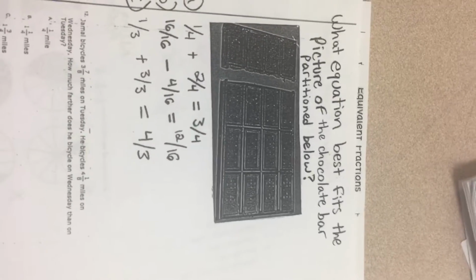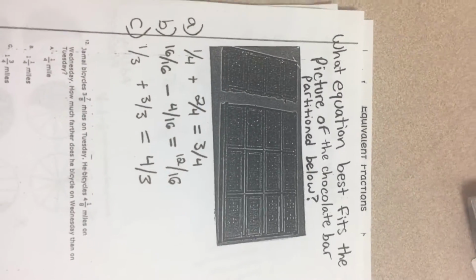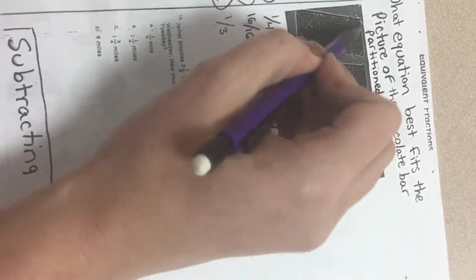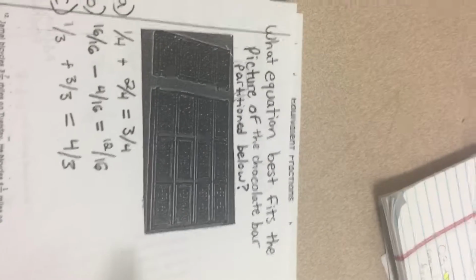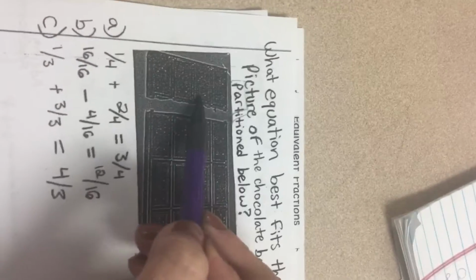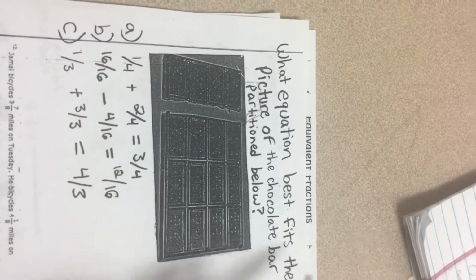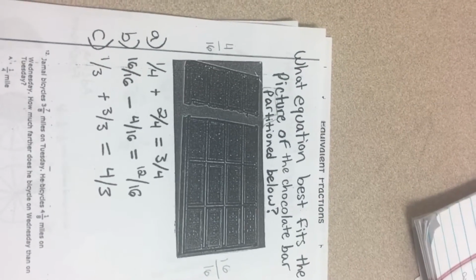Which equation best fits the picture of the chocolate bar partition below? Now, before I even start, I need to figure out what partition means: parts. We see that keyword, part. So what equation best fits the broken apart? So first I'm going to count. This is 1, 2, 3, 4, 5, 6, 7, 8, 9, 10, 11, 12, 13, 14, 15, 16. So I have 16/16. This part is 1, 2, 3, 4/16. So I know I'm going to be working with 4/16 and 16/16.